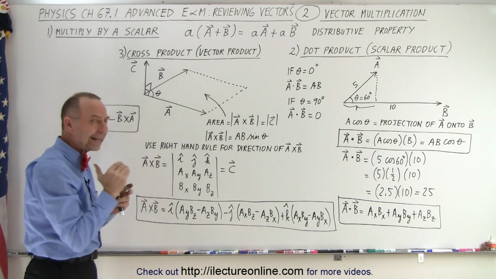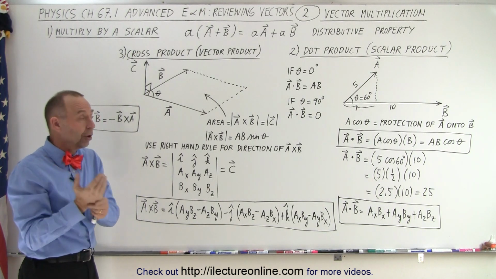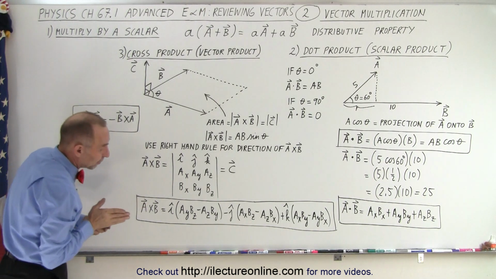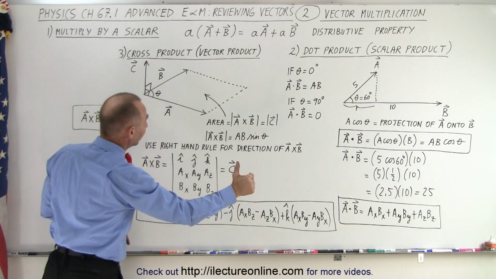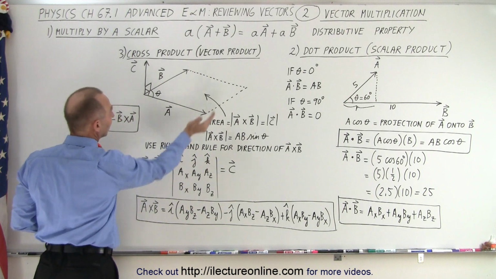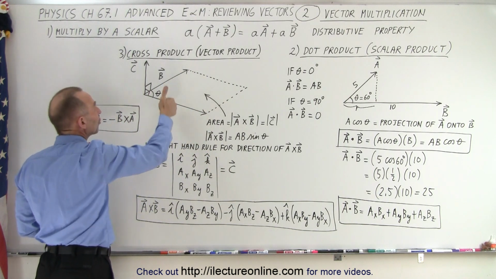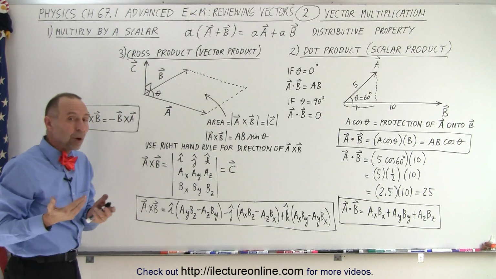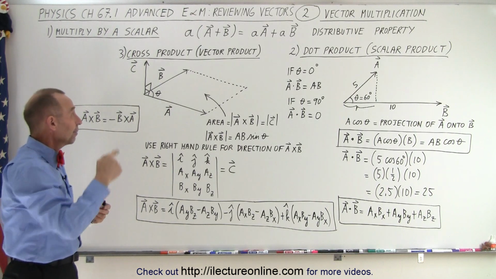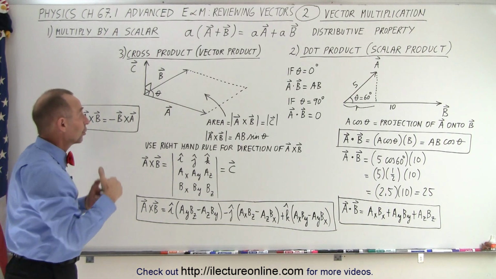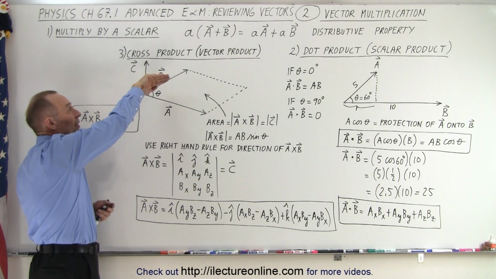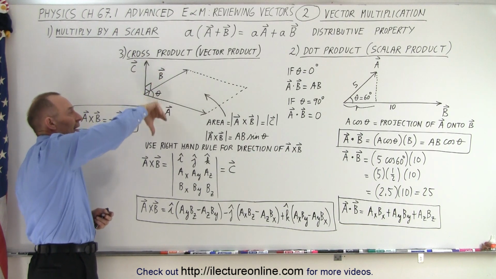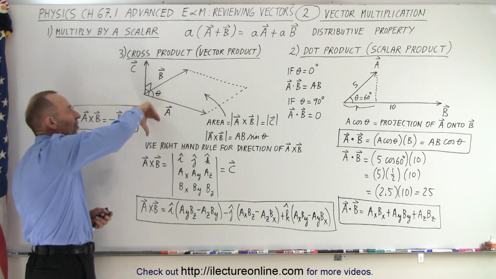We can also use the right-hand rule to get the direction of the resultant vector. If I point my fingers in the direction of A, that's the vector that comes first, and I curl my fingers into the direction of B like this, then my thumb will point in the direction of C. If I then want to take the other cross product, B cross A, and I point my fingers in the direction of B, curl my fingers in the direction of A, now my thumb points in the opposite direction.